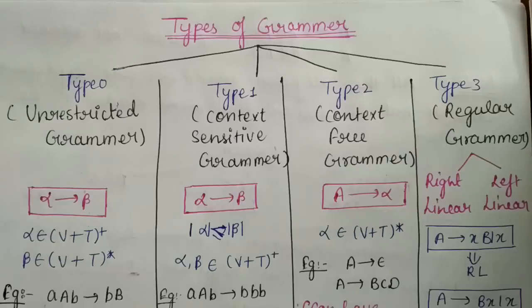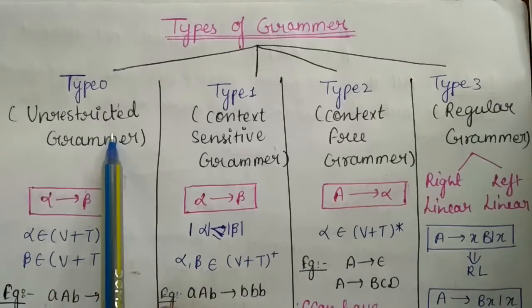We have generally four types of grammar. First one is type 0 grammar, second one is type 1 grammar, third one is type 2 grammar and fourth one is type 3 grammar. We will see all these grammars one by one. First one is type 0 grammar.